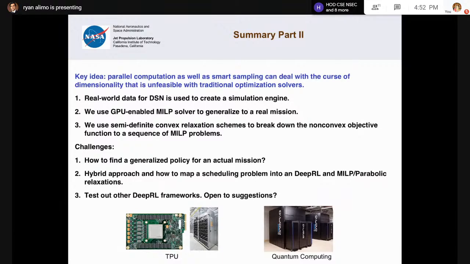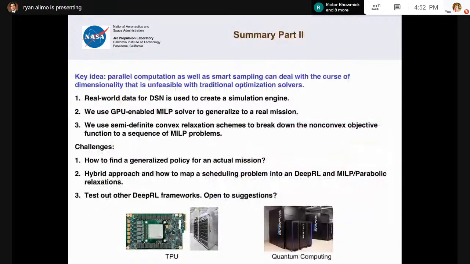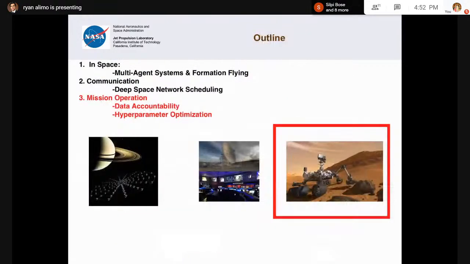Then we need to again develop a new set of algorithms, such as quantum computing. But we are very far; quantum computers are not efficient at this point in terms of how large a problem you can solve, right? But in 100 years, we may see that standard computers are going to be something like quantum. And the third area that I'm going to go over is mission operation, right?